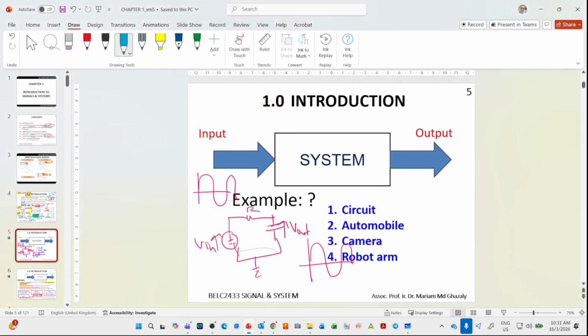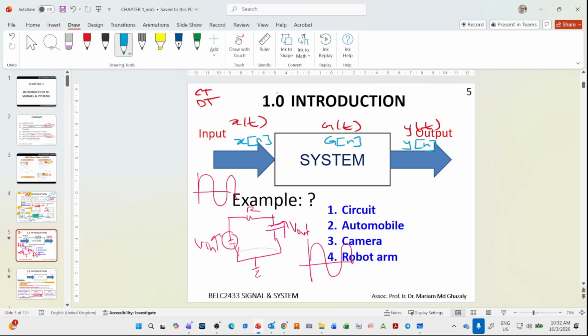So that will be the first understanding of the difference between continuous time and discrete time. Next, we go to system. Similarly, same as what I explained just now, a system can be in continuous time or in discrete time. If it's continuous time, we write the input as x(t), the system as G(t), or G(s) in Laplace, and the output as y(t). If it's discrete time, it will be x[n], G[n] and y[n]. I hope you understand that already.